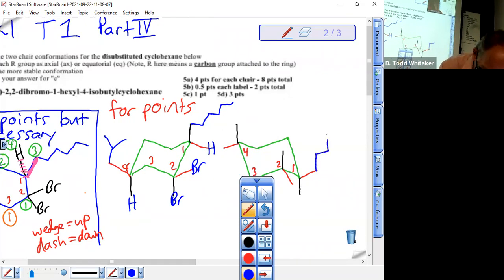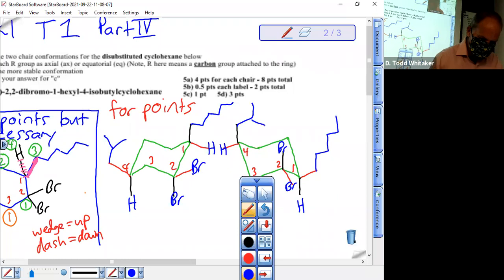1, 2, 3, 4, 5, 6. H down. Down stayed down. The H was down here. It's down here. Bromines, you don't care because each position has a bromine. H is down on 4, and isobutyl is up. There it is.